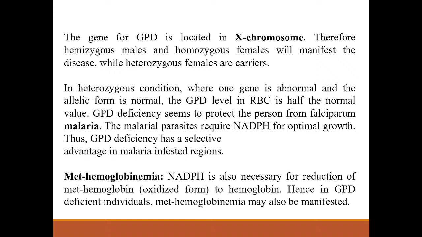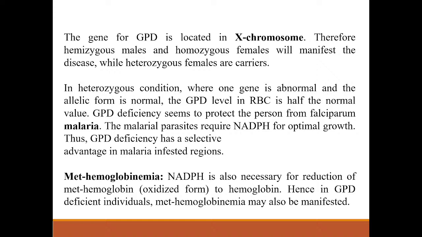In tropical countries, the rate of malaria is higher, so people with this trait have an advantage. G6PD deficiency has a selective advantage in malaria-infested regions; that is called the selective advantage. So, this is the relation of the malarial parasite with G6PD deficiency.